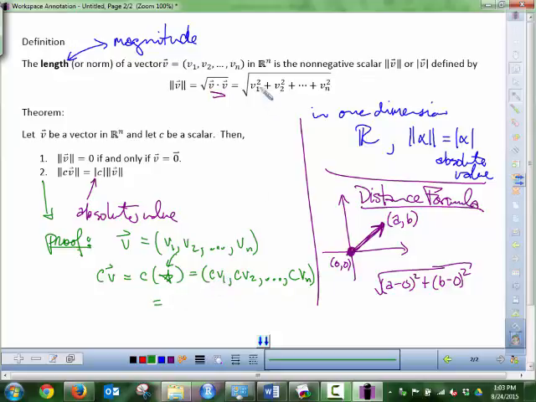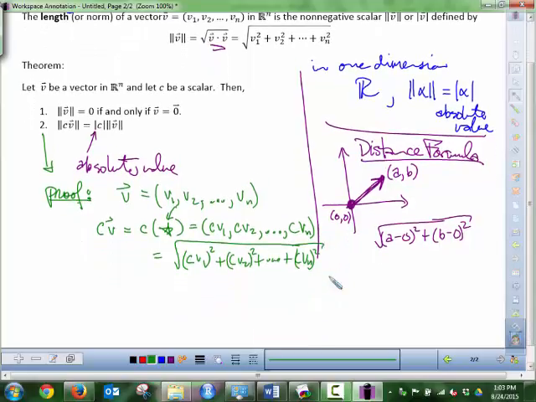I will say that this, according to the formula, is a square root of (cv1) squared plus (cv2) squared plus dot dot dot plus (cvn) squared. So all that under a square root, and I see that they have something in common. They have a factor of c squared that I can take out of all the terms. And in fact, I could take it out of the square root. But before I do that, I'll just be a little bit careful. I'll call it c squared that I'm taking out with a square root right now.